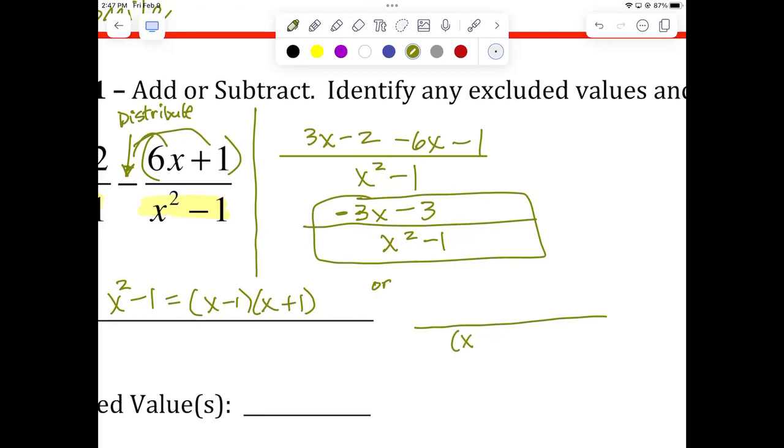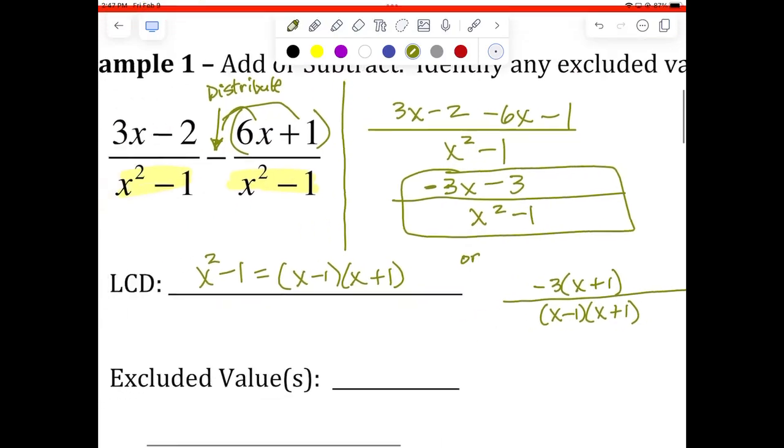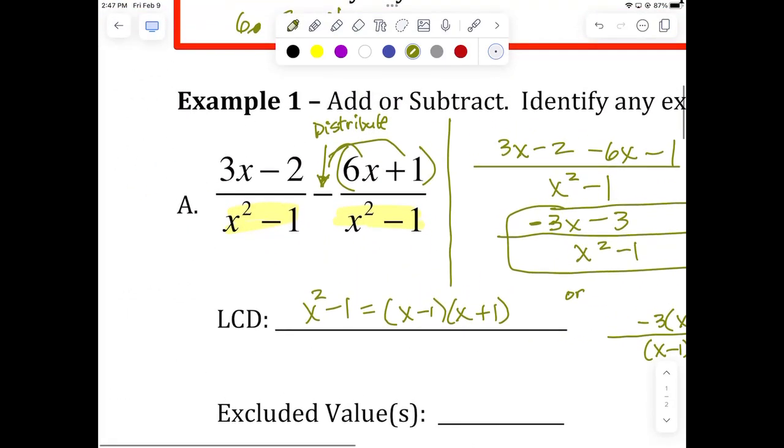So if I factor the bottom, it's x minus 1, x plus 1. And then what can I do in the top? Can I factor the top at all? What's the first rule of factoring? Look for a greatest common factor. And there is a common factor of 3. In fact, I'm going to pull out a negative 3, and that'll change both signs. That makes it x plus 1. Now, what do you notice about the x plus 1 factors in the top and bottom? They divide out.